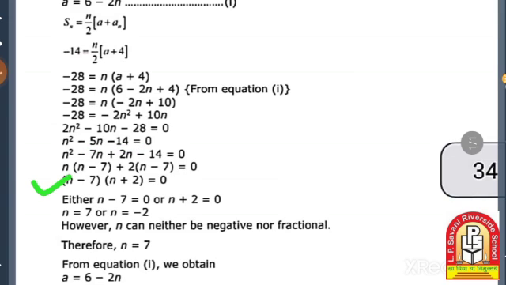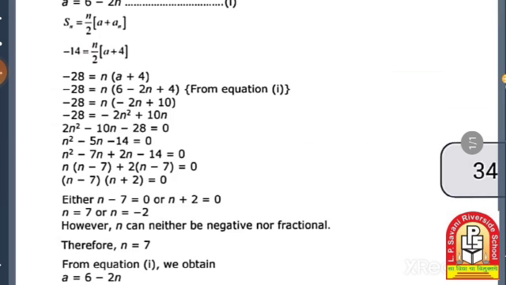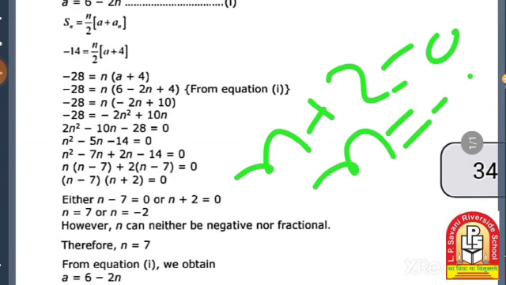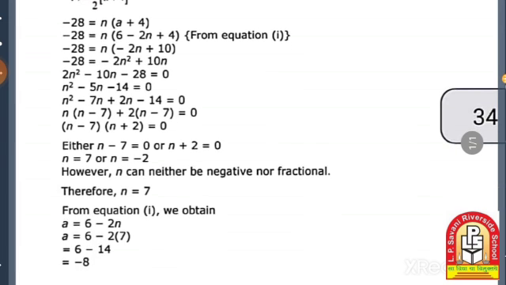So n minus 7 and n plus 2 is equal to 0. So n minus 7 is equal to 0, so n is equal to 7 over here. And n plus 2 is 0, so n is equal to minus 2. In this way we get n is equal to 7 and n is equal to minus 2 from the equation. So n is equal to 7 is our final answer because the negative value is not acceptable. So our final answer is n is equal to 7.